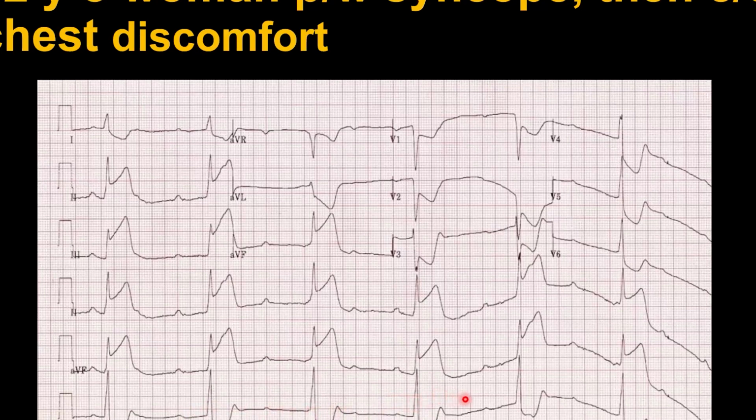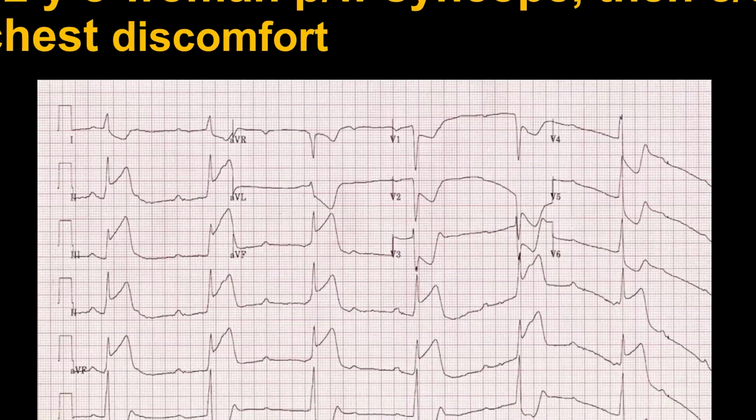300, 150, 100, 75, 60, 50, 43, 37. So the ventricular rate is 37, but the atrial rate is 100. So this is complete heart block. The atrial depolarizations have nothing to do with the ventricular depolarizations.